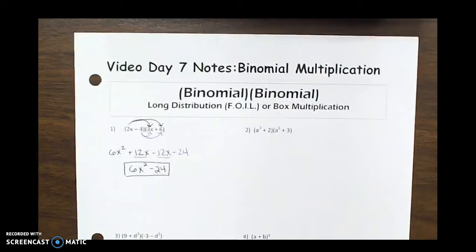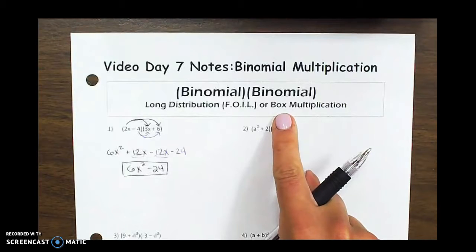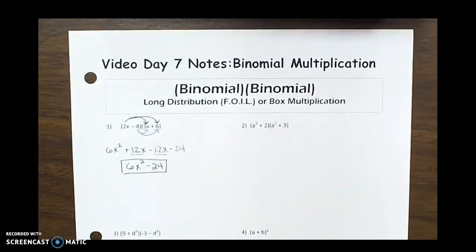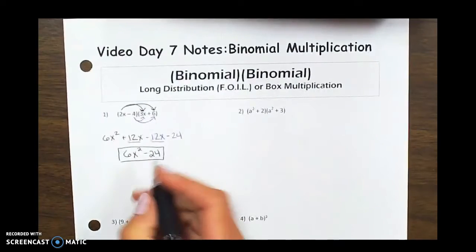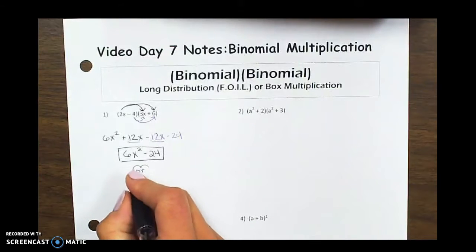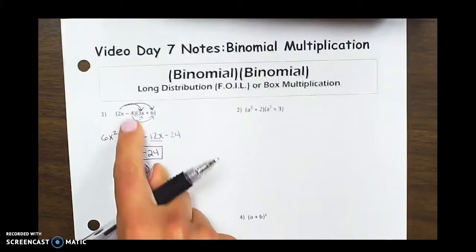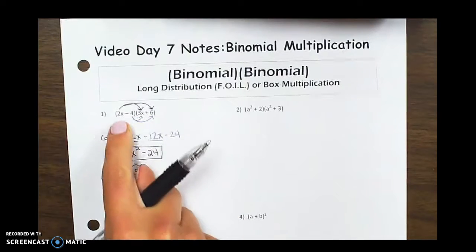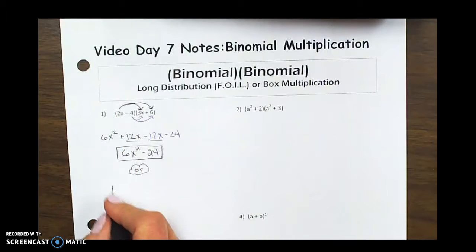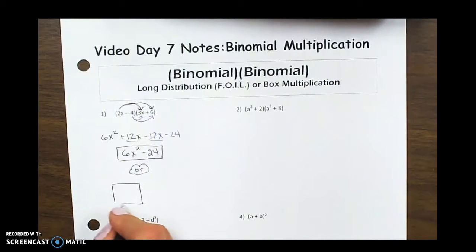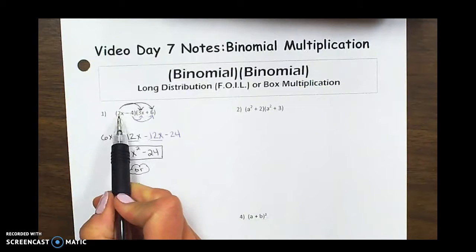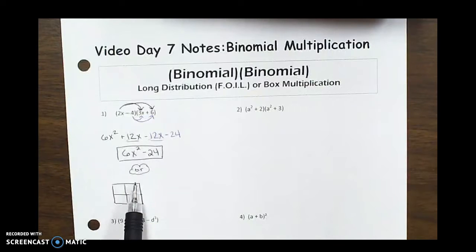Okay, what I'd like to try next is a strategy called box multiplication. So we're going to set a multiplication table up. All right, so we have a binomial times a binomial. So since it's 2 terms and 2 terms, we're going to set up a box that's 4 squares, so a 2 by 2 box. We're going to take the first term and write it across the top.